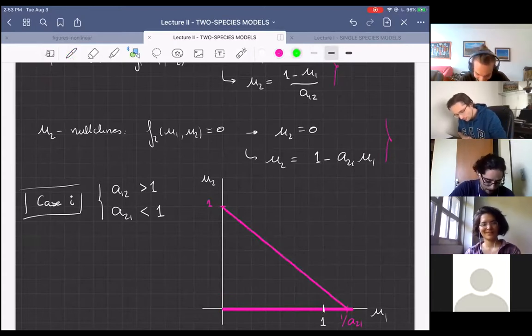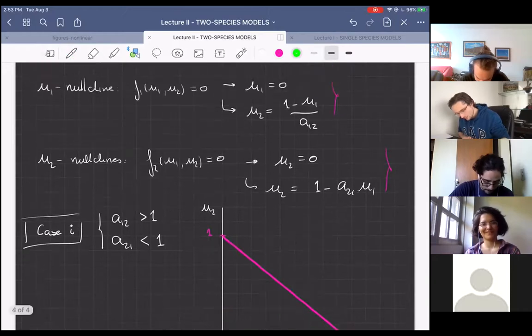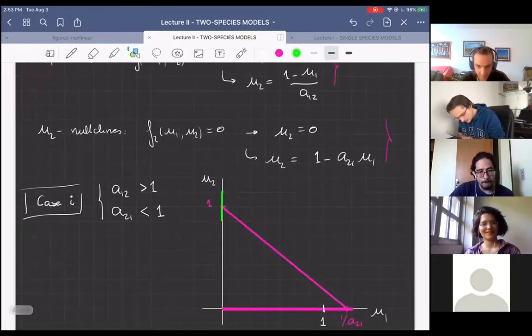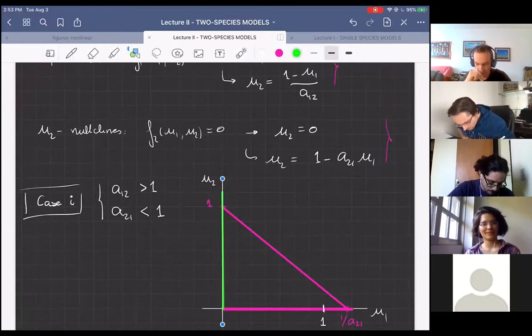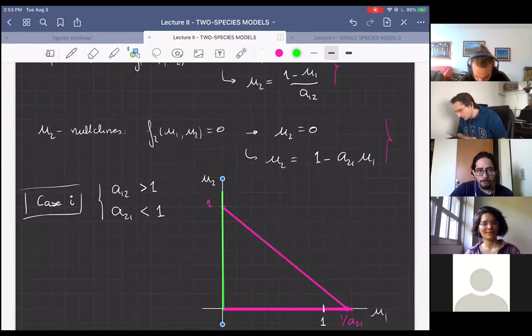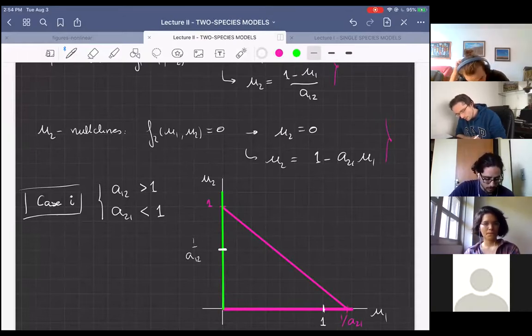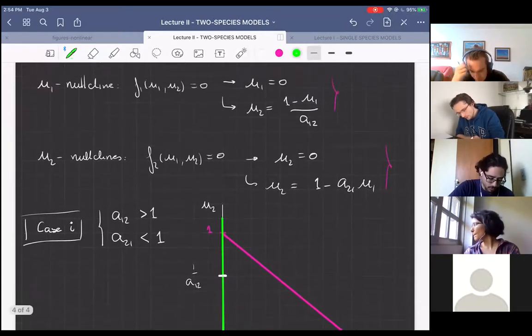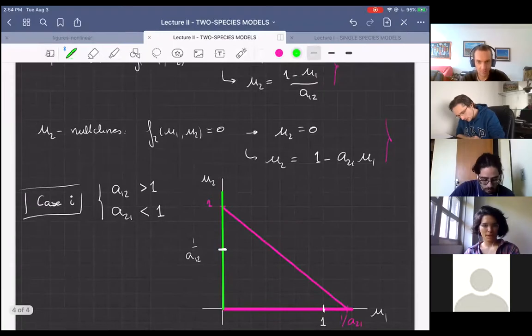And now I repeat the same for the nullclines of U1. And as you can see, the first one is the trivial one. We said it's here. Okay. And the second one, if you repeat the same steps, is going to be a nullcline that is equal to 1 when U2 is equal to 0, and it's equal to 1 over A12 when U1 is equal to 0. So you can obtain that from this equation, basically. So we can draw it this way.